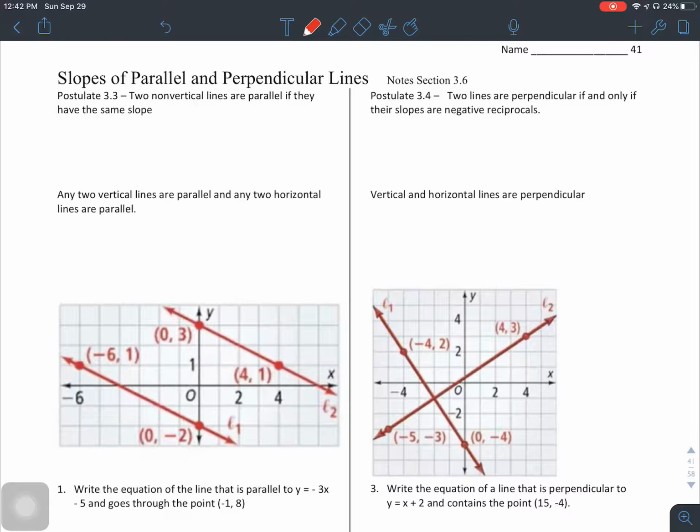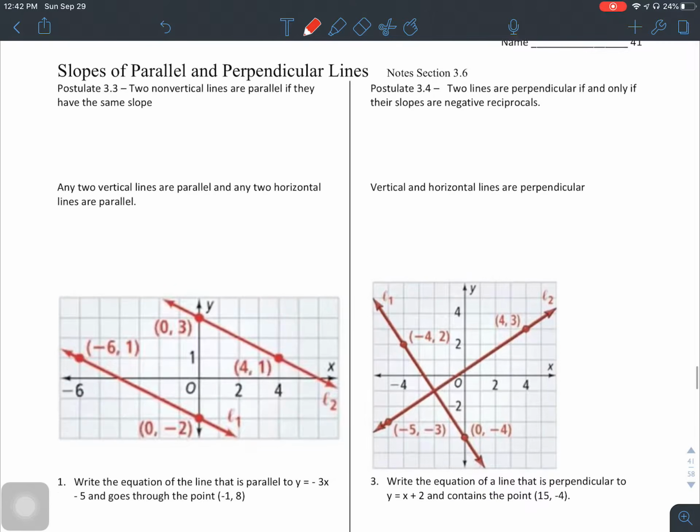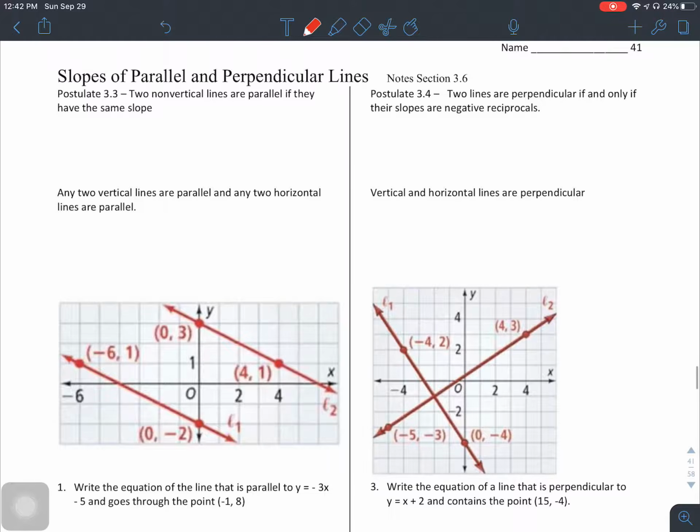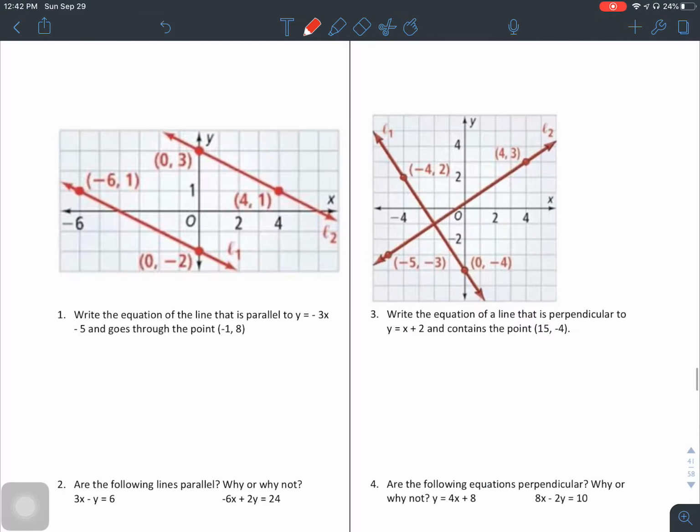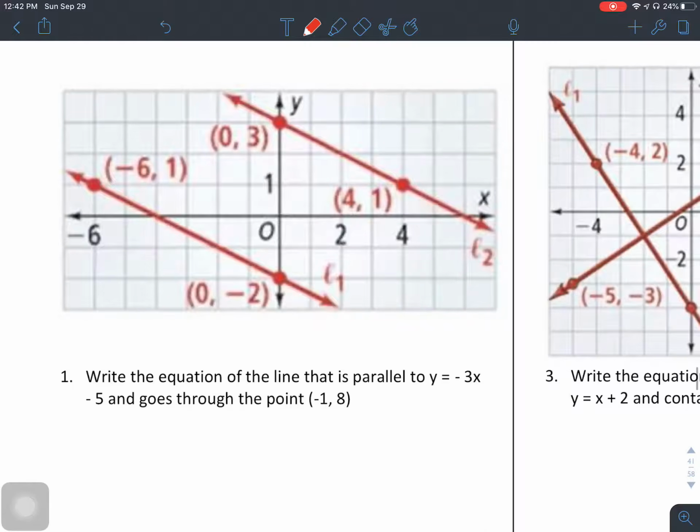You can't compare them. So what happens if you have vertical lines? Any two vertical lines are parallel, and any two horizontal lines are parallel. Postulate 3.4, now we'll get into that in a minute. Let's check this out. Write the equation of a line that's parallel to y equals negative 3x minus 5 and goes through the point negative 1, 8.